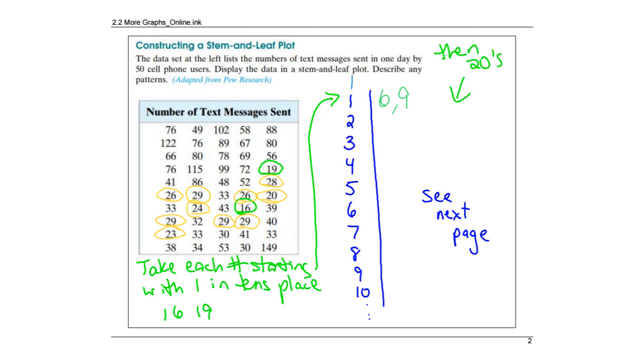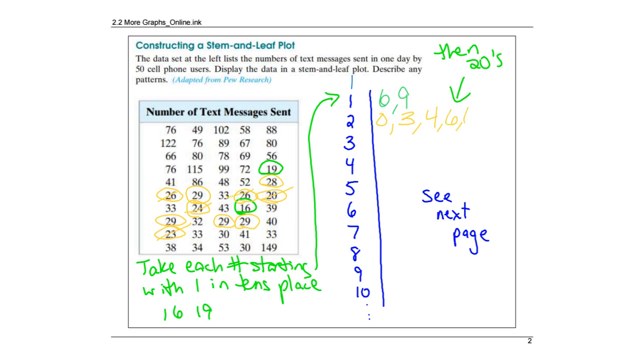Okay, now I think they want it in numerical order. So let's see, we have a bunch of them here. We had 20, so 2 with a 0. What did we have next? We had a 23, so I'm going to grab the 3. Remember, the 2 is already in the first column. We had a 24, so I'm going to put 4. Looks like we had 2 26s.